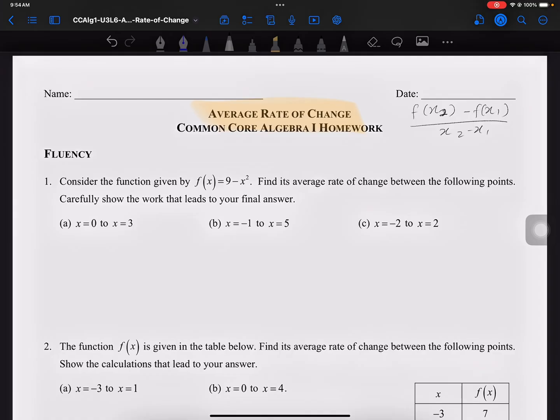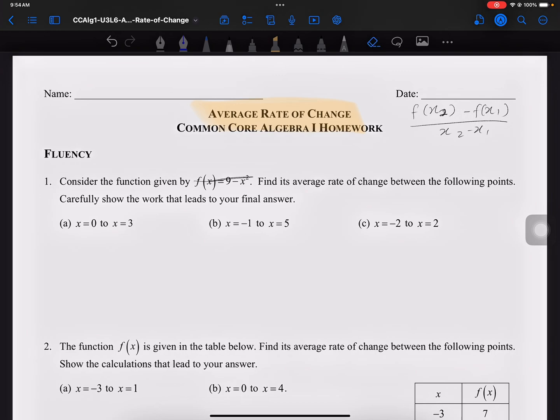Dear student, today we are learning about something called the average rate of change. It tells us how much a function's output, the y value, changes on average for every 1 unit change in the input, the x value. So let's go to the first question.